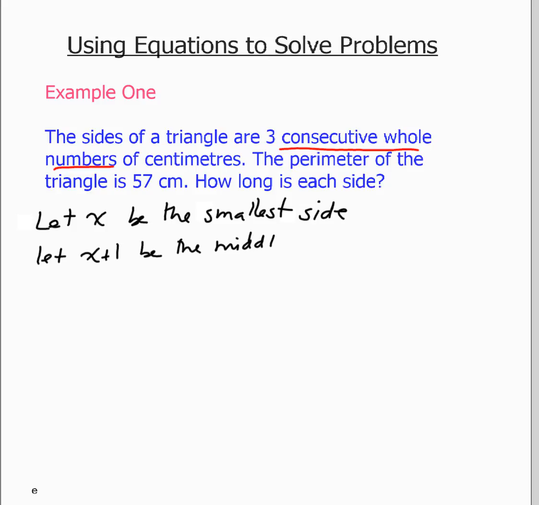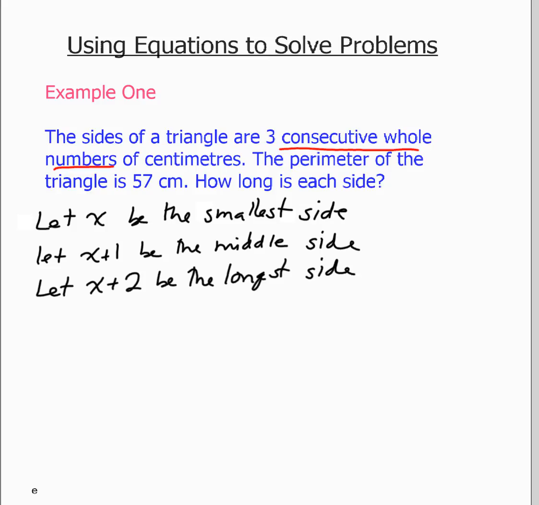Why 1? Because consecutive numbers are 1 apart. Using that same logic, how would we get the next number? Well, we'd add 1 again, or we would be adding 2 to the original. And so the next number, if we added another 1, well, what's another 1 on top of x plus 1? Now you're at x plus 2, and that's going to be the longest side.